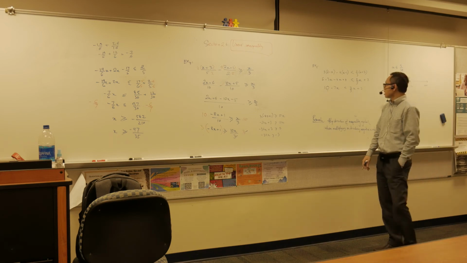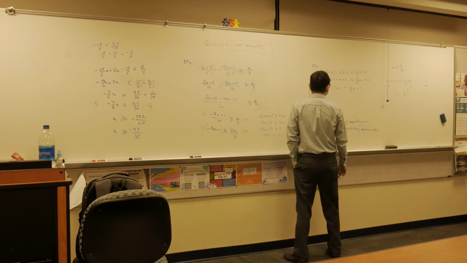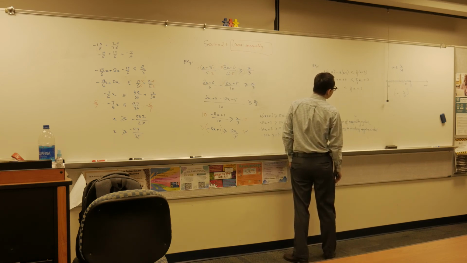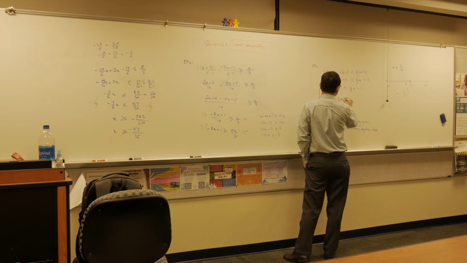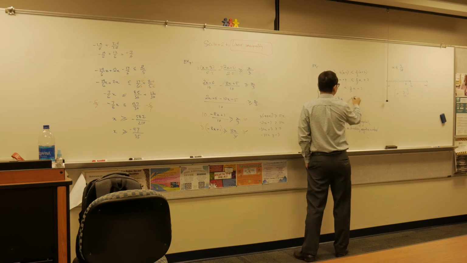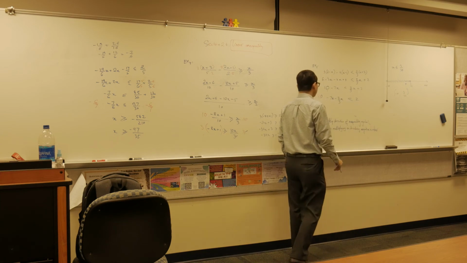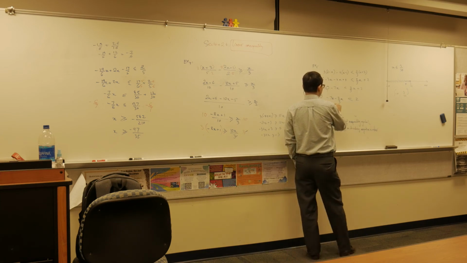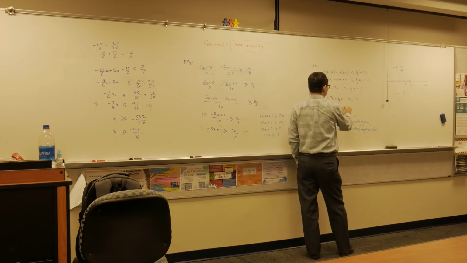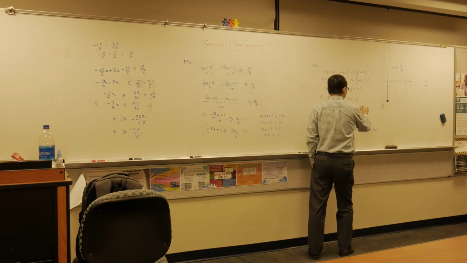Alright, go ahead and subtract both sides by 2 over 3x. So negative 7x minus 2 over 3x, less than 2. Then subtract both sides by 10. Then negative 7x minus 2 over 3x is less than negative 8.